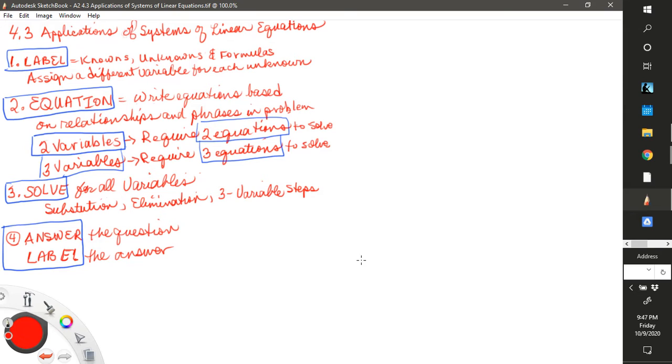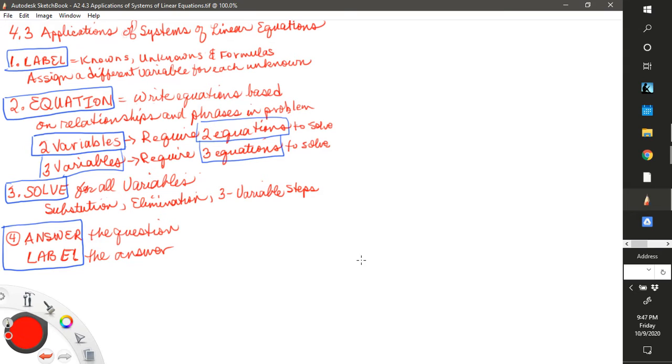We're going to take step 1 and label, identify all of our knowns. Every number that they name in their problem, you're going to want to write down, and you're going to want to label it. And the unknowns, you want to label them. In your unknowns, you're going to have variables.